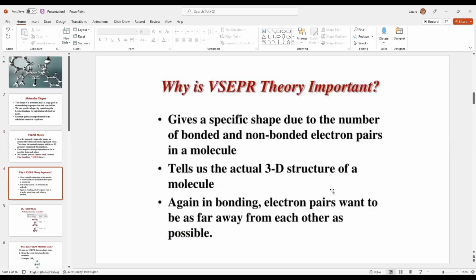Why is this theory so important? Well, because it gives a specific shape due to the number of bonded and non-bonded electron pairs in a molecule, and tells us the actual three-dimensional structure of a molecule. Again, in bonding, electron pairs want to be as far away from each other as possible. Remember that.